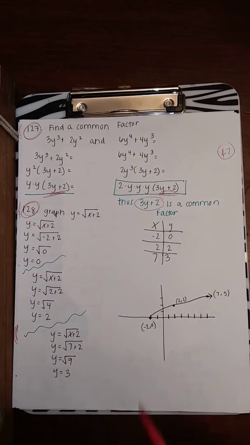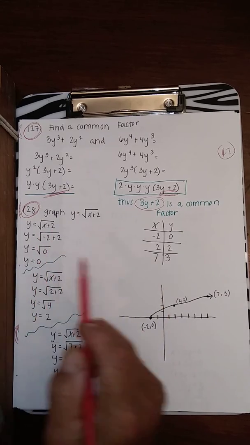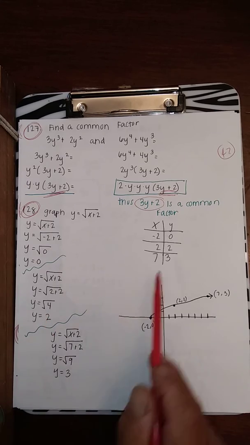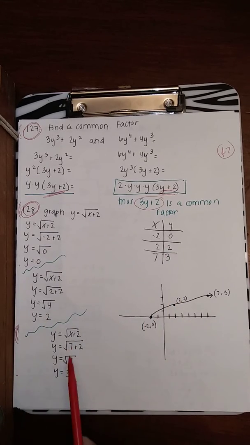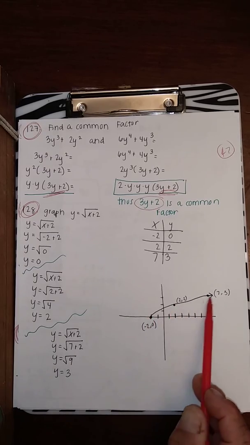28. Graph. So let's try negative 2. Negative 2 plus 2 is 0. Square root of 0 is 0. So there's a point. 2. 2 plus 2 is 4. Square root of 4 is 2. There's another point. And 7. 7 plus 3 is 9. Square root of 9 is 3. So we have 3 points. It's going like this. Keeps going that way.